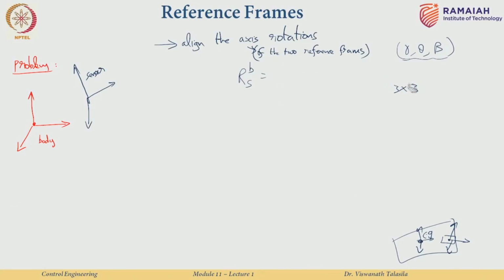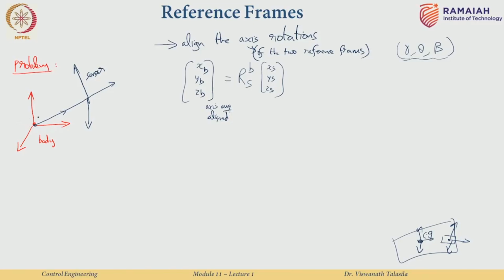So, all you had to do was to compute the RS to B matrix and then multiply the sensor measurement vector with the RS to B matrix. Then you get the measurement in the body coordinates with axis aligned. So, this is the axis angularly aligned body coordinates. It is still not aligned in the translation way. For that, all you need to do is to just compute this.